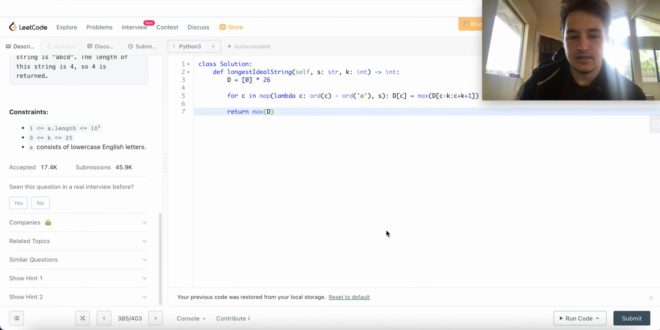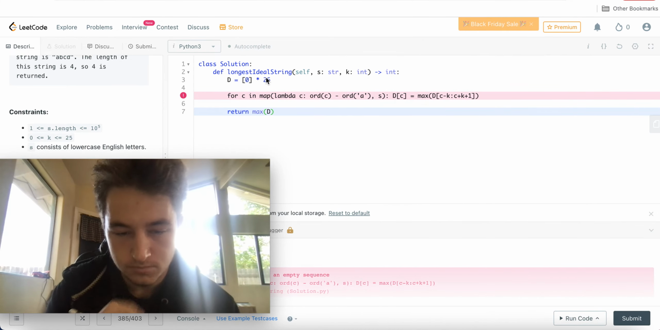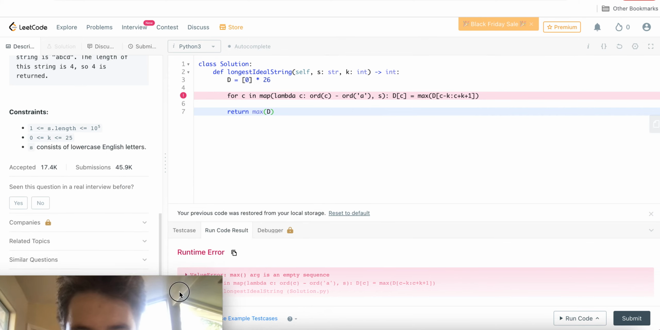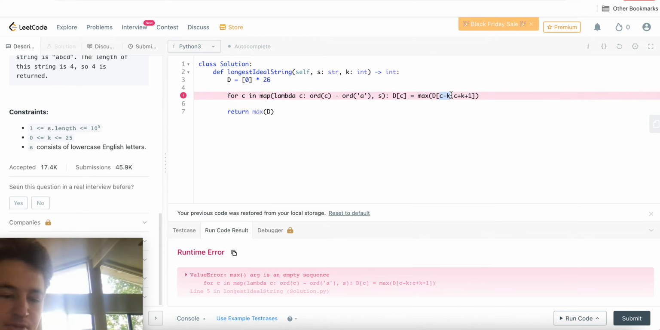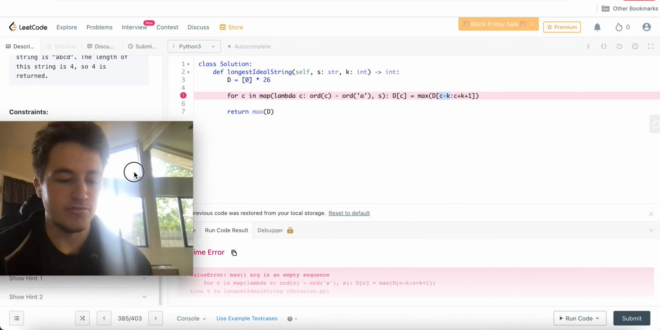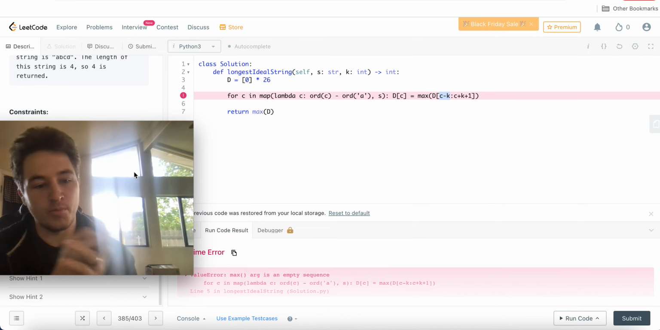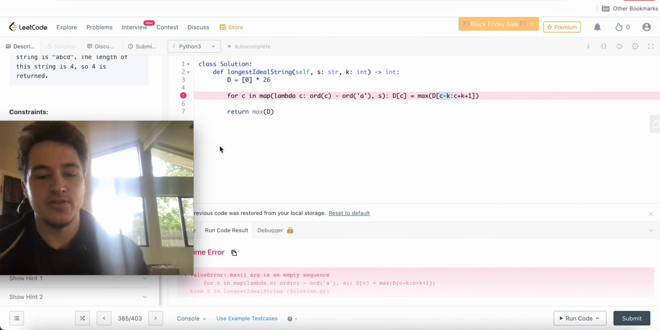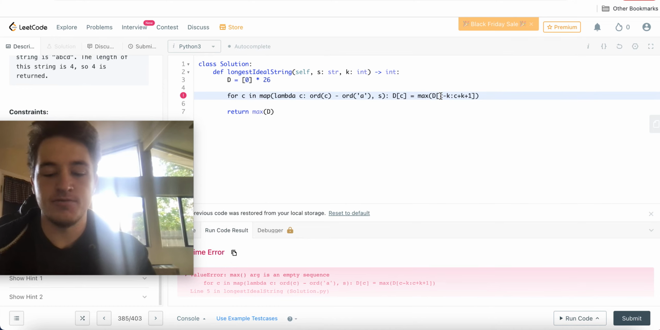Notice that I click enter. An empty sequence. Okay, so I'm guessing what's happening here is C minus K can be negative, right? So you could have negative C minus K, like C is B and K is 4. So B minus 4, B is 1, 1 minus 4, negative 3. So that could cause it to have a negative first index. So I'm just gonna force this to be 0 if it gets too small.